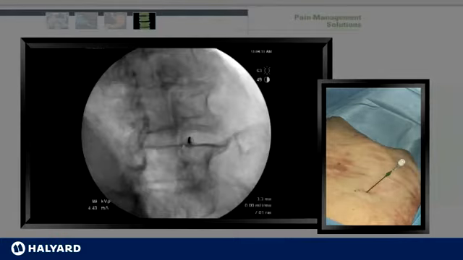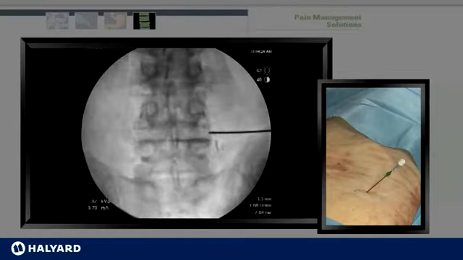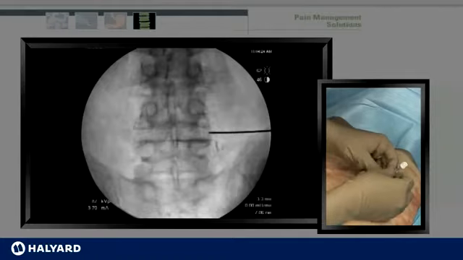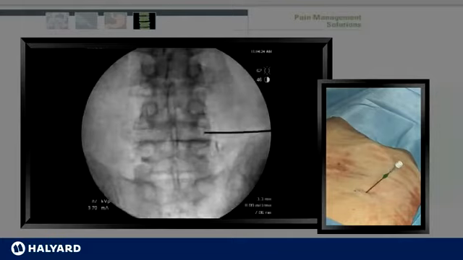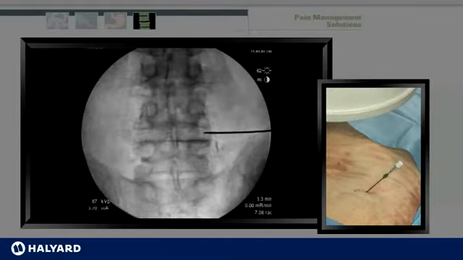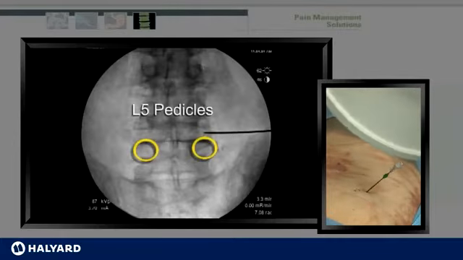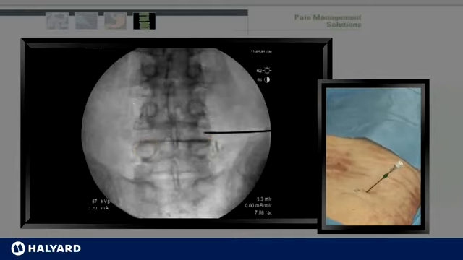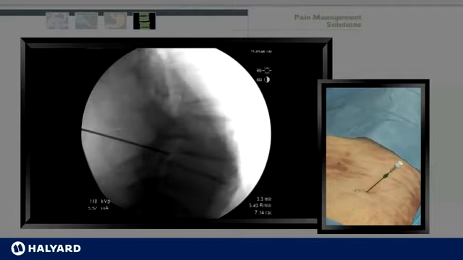Once I feel that I'm in the annulus of the disc, I obtain an AP view. And here you can see that I've entered just the outskirts of the annulus fibrosus. Under AP view, I typically advance somewhat further into the disc. And at this point, I would obtain a lateral view. The goal of the AP and lateral views is to ensure that in AP, the needles are lateral to the mid-pedicular line, and that in a lateral view, the needle is at the junction of the ventral 2/3 and the posterior 1/3 of the disc space.